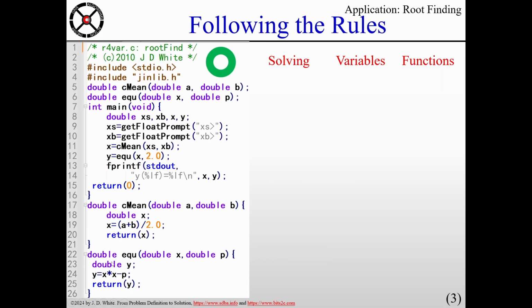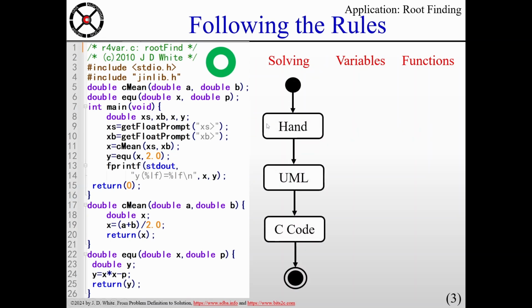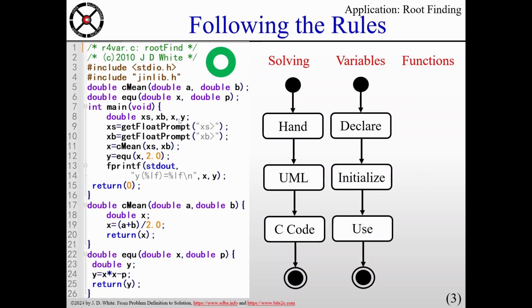This is our root finding code, very nice. For solving, our solution method is we do the hand coding, hand check to understand the problem, then we write a UML, then we do the C code. This is the way we should be progressing. Not doing the C code, then doing the UML, and then doing the hand calculation, as some people like to do. Don't.